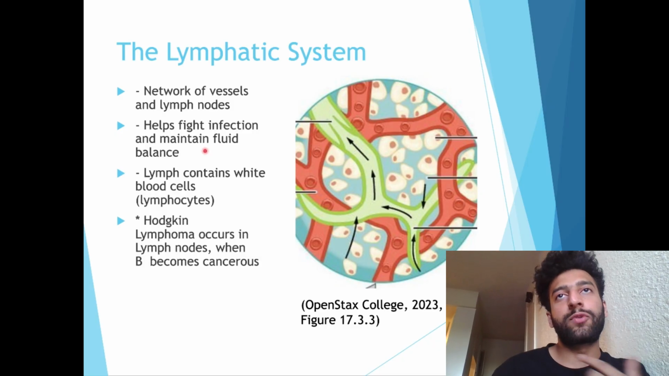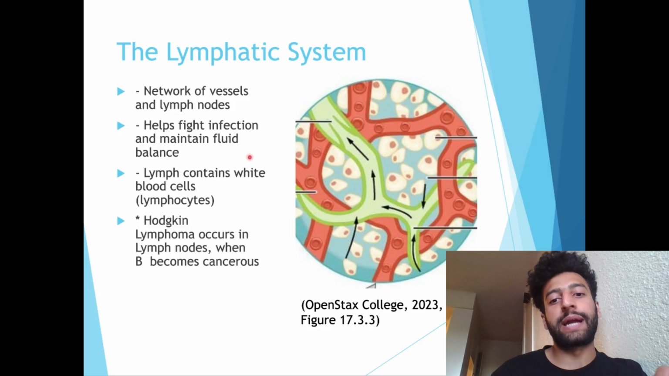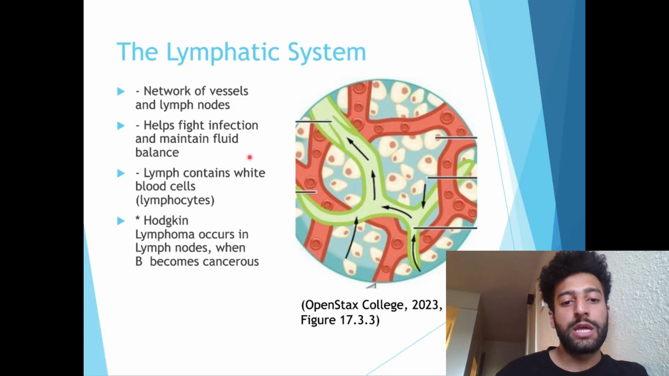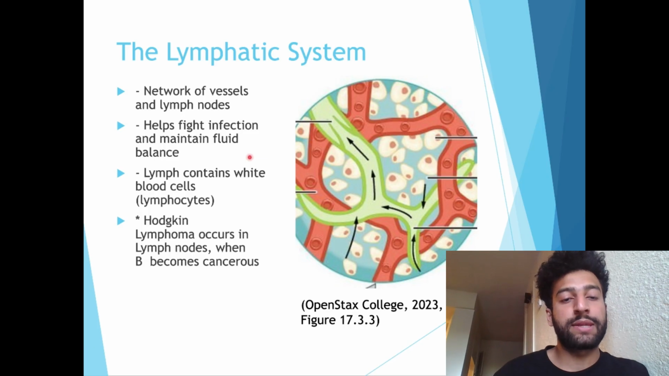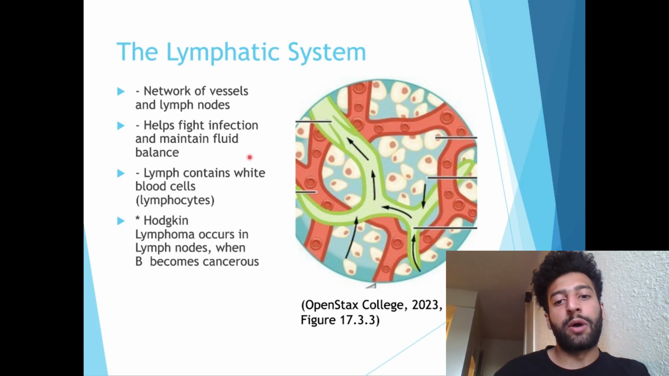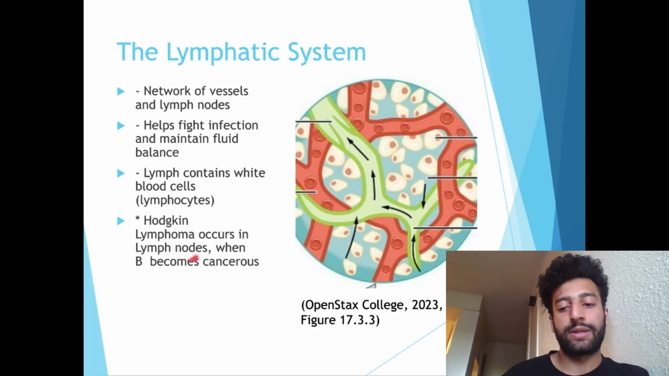Lymph nodes are the checkpoints where that lymph is monitored and screened, making sure that the lymph is free of foreign antigens or microbes. If they find any foreign antigens, then they will obviously mount an immune response. So Hodgkin lymphoma is the cancer of the B cells. The B cells become cancerous. B cells are born in the bone marrow, but they travel and reside in the lymph nodes.